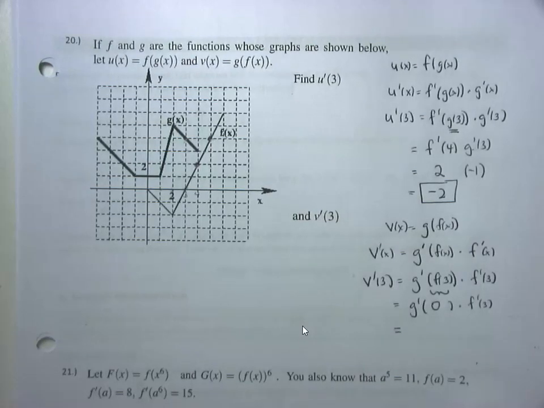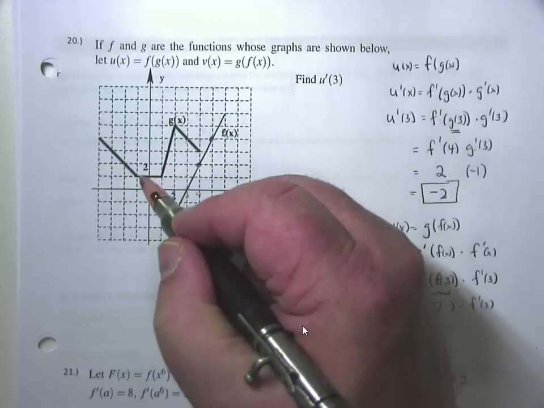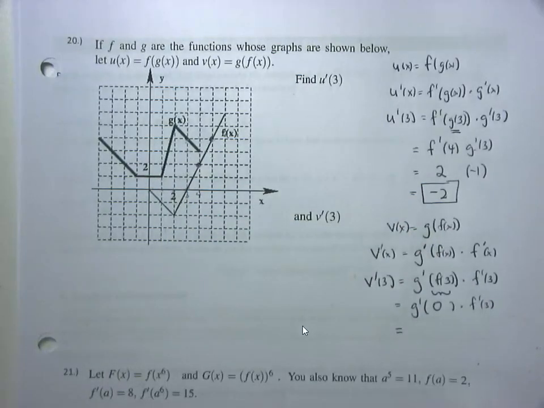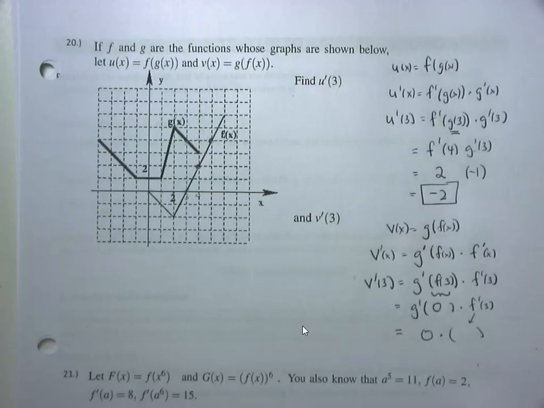This becomes a nice answer on this one because now, what is g prime of 0? Well, here is 0 right here, and you notice right there at 0, g of x has a horizontal tangent line. And what's the slope of a horizontal tangent line? 0, so that would be 0 times, just for good practice, whatever f prime of 3 is.